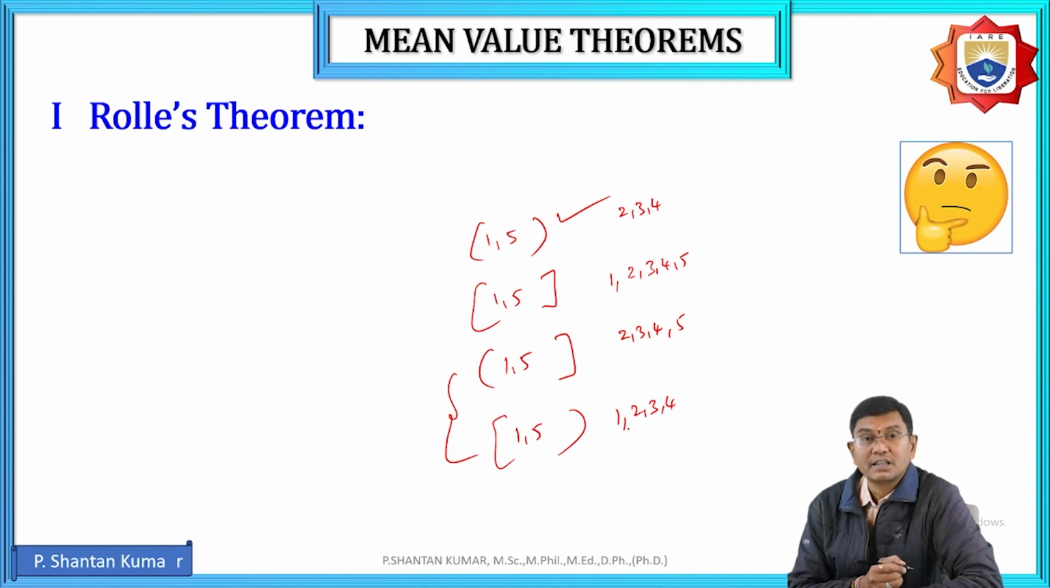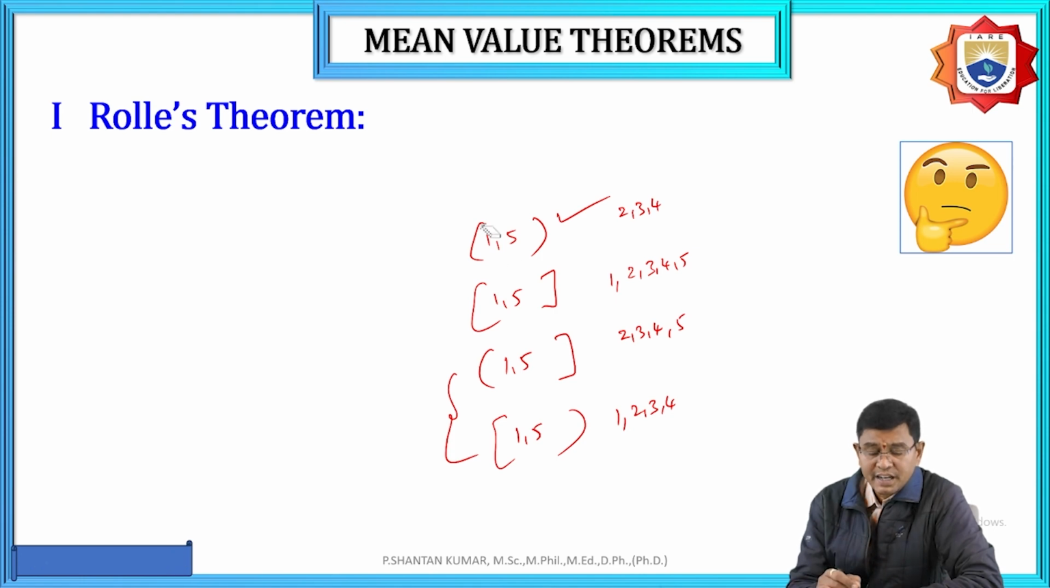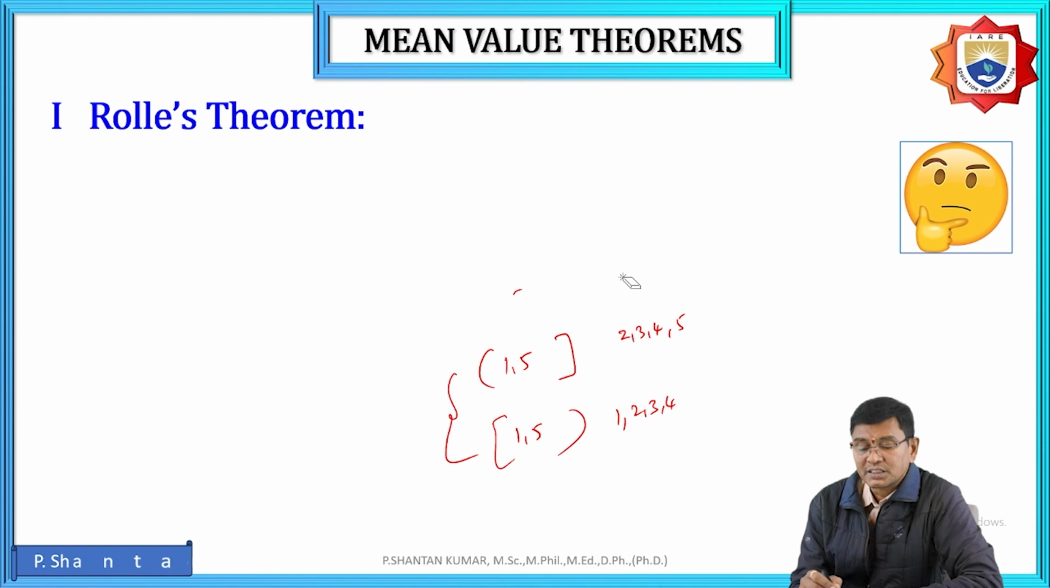That means 1 is also including the value. We need to understand the meaning of the open interval, the meaning of the closed interval, and the meaning of the half intervals. Based upon that, we need to discuss Rolle's theorem, and understand when the Rolle's theorem is satisfied, according to the statement conditions.